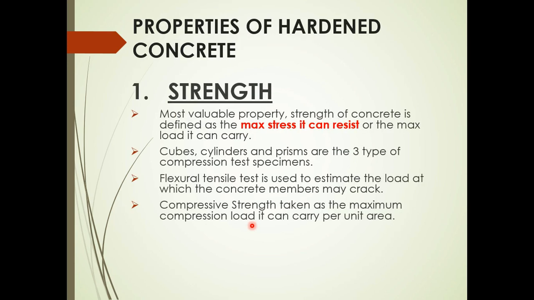So the first one is strength. Strength is the most important property of hardened concrete. Strength is defined as the maximum stress it can resist or the maximum load it can carry. To test for strength, normally we use specimens in the form of cubes, cylinders or prisms, and we test them under compression. We also test the strength in terms of the flexural tensile test.